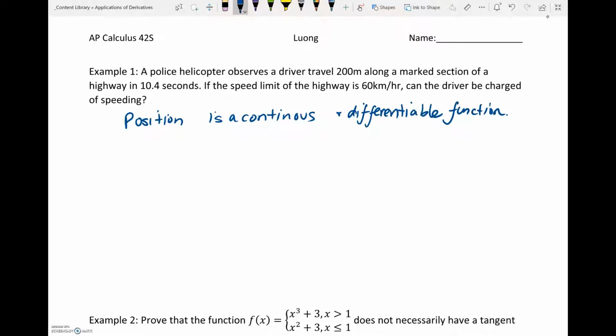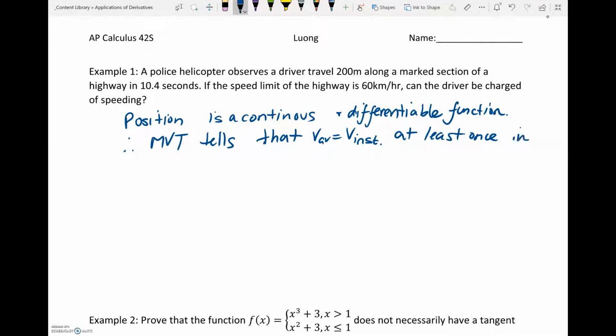So the MVT will state that our average velocity and our instantaneous velocity will be the same. And this will have to happen within that 10.4 seconds. And this will happen at least once. Might be once, might be more than once, but we just want to know if we're traveling more than 60 kilometers per hour.